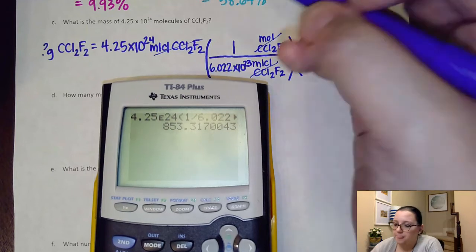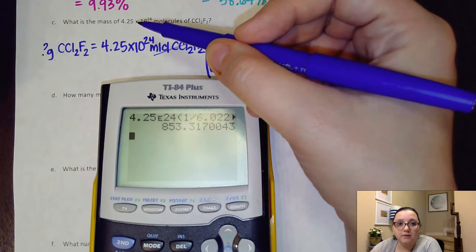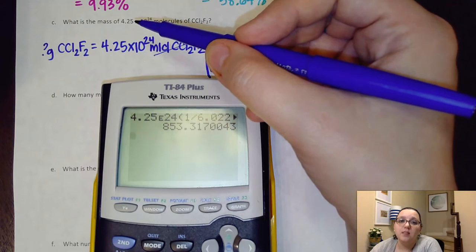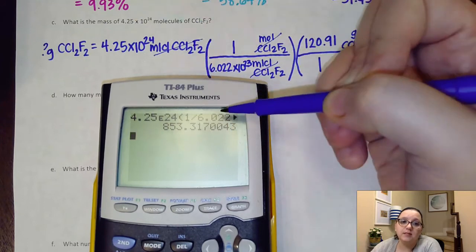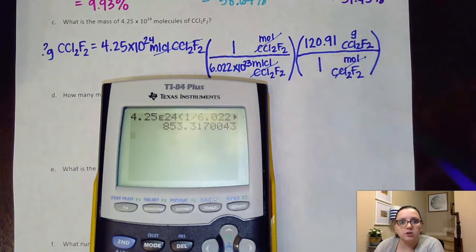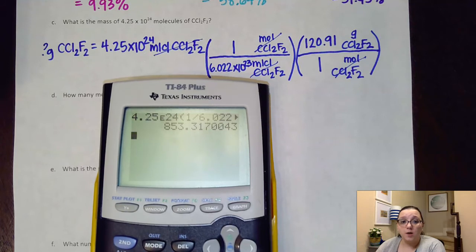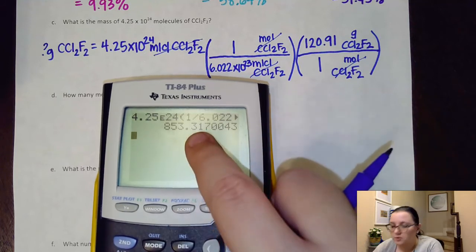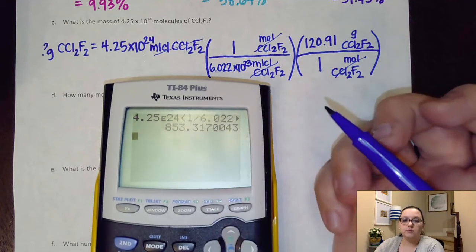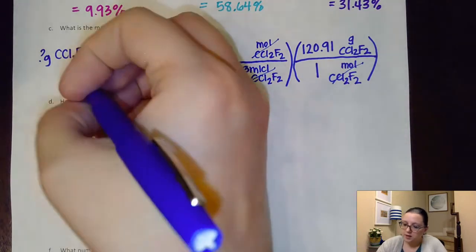Woohoo. Now, here's where I want to address sig figs. My original number of 4.25, ignoring the times 10 to the 24th, has 3 significant figures. That means I want to show 3 significant figures in this answer. Cutting off my answer here does not change the magnitude of the number. So I'm going to report 853. Also, the 3 beyond the decimal does not round up the 3 in front of the decimal. That digit beyond does not round up the digit before. So I'm just going to report 853.